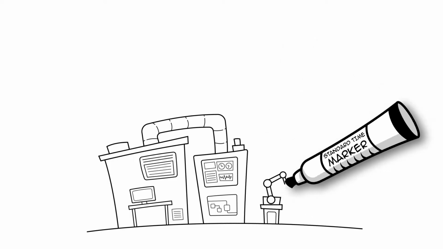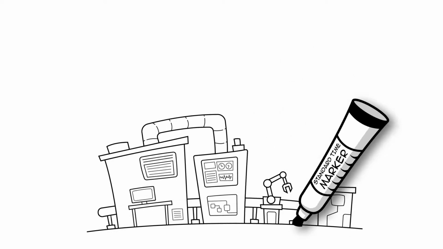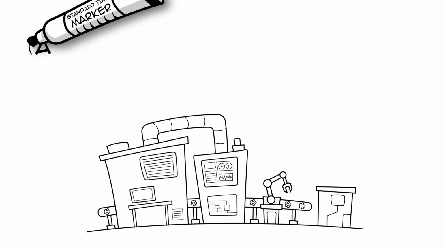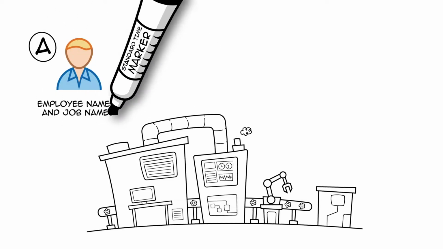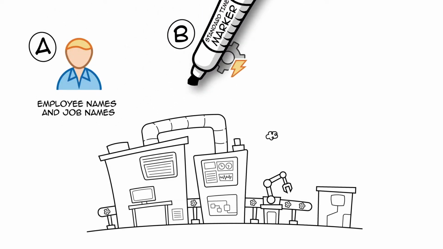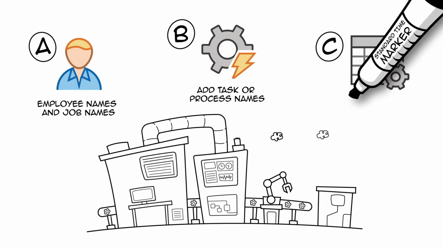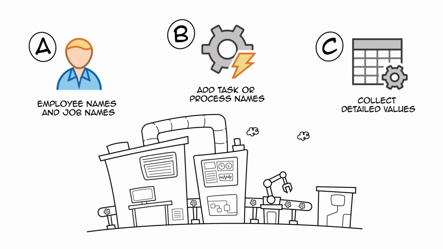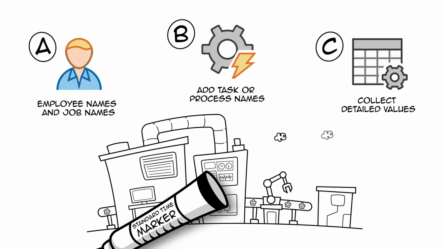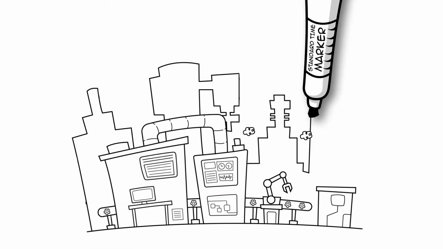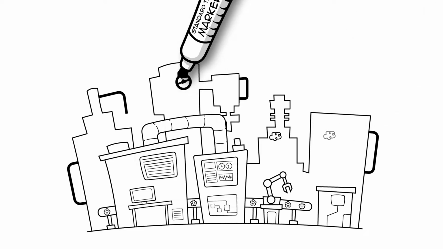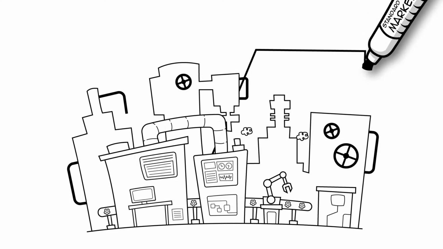Manufacturing shops use standard time a lot of different ways. Some shops scan just employee and job names for basic work order tracking. Many others add task or process names to those basics. Still others collect detailed values relevant to their workflow and processes. Even more advanced shops schedule jobs and tasks into future time slots, which is the topic of this whiteboard.